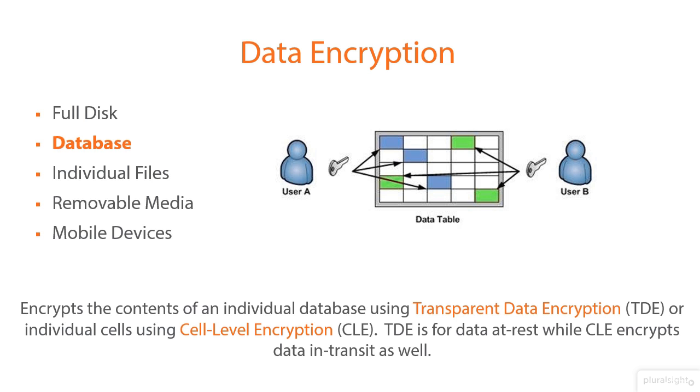Additionally, cell-level encryption also encrypts data in transit. So it doesn't actually decrypt until the application using it decrypts. There are a few things that have to be in place to be able to use cell-level encryption, but just understand the differentiation between the two. Transparent data encryption encrypts the entire database, encryption at rest, but it does not encrypt in transit. Conversely, cell-level is very specific, it's granular, and it does in fact encrypt data in transit.